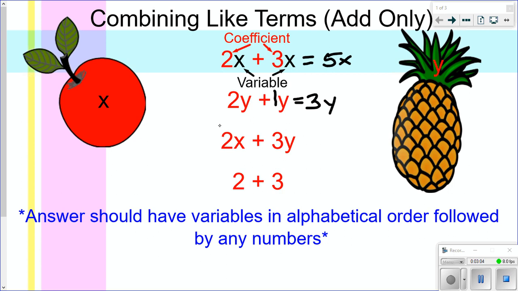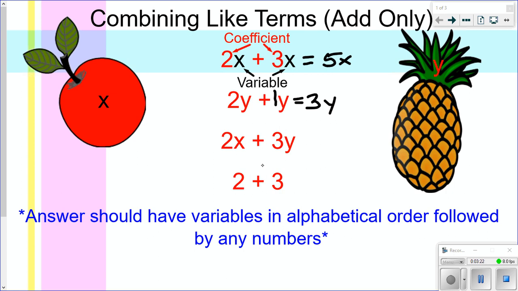The third example here, I've got 2 apples and I have 3 pineapples. You can't combine these. You can't simplify this anymore. So if I asked you what's the simplified form of this, you would say 2x plus 3y. It can't be simplified any further than that.